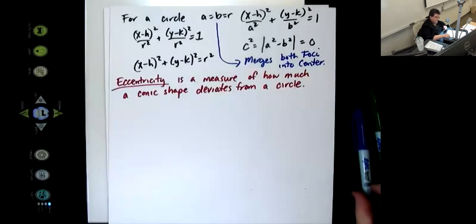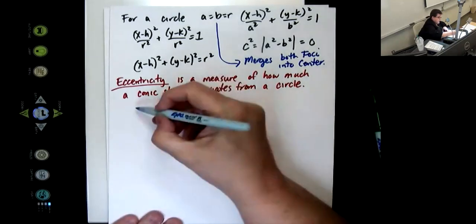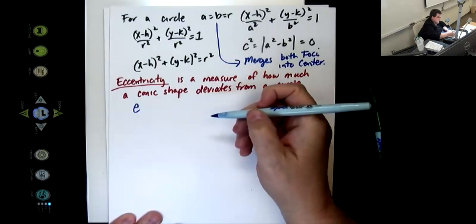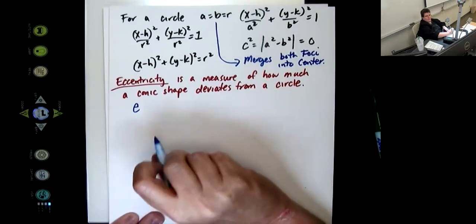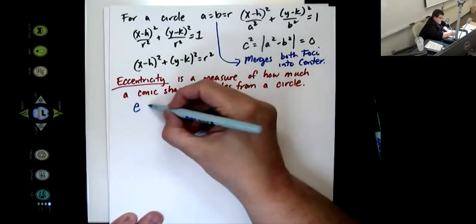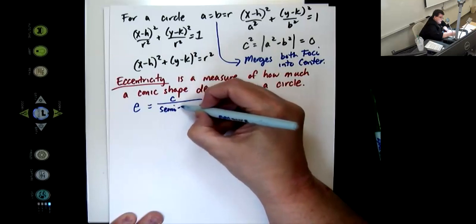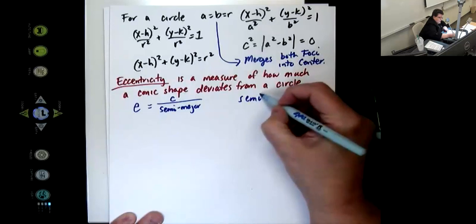And unfortunately, and this is tragic, they give the letter E to eccentricity, which is terrible because we use E as a natural number. It's 2.71, completely different E. E equals C over the semi-major. Semi-major is half the length of the major axis.